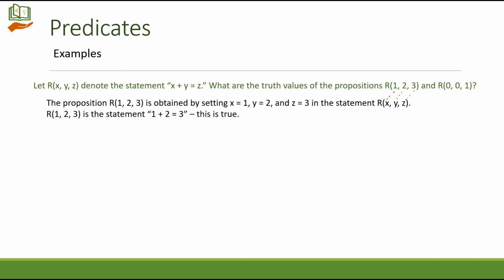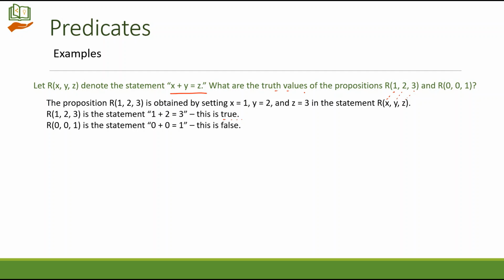R of 1, 2, 3 has to be substituted in this particular statement. So this will be 1 plus 2 is equal to 3. Is 3 equal to 3? Yes, it is true. So once we assign values to all these three variables, we get a truth value. That is what they are asking: what are the truth values of the propositions once they are supplied some values?